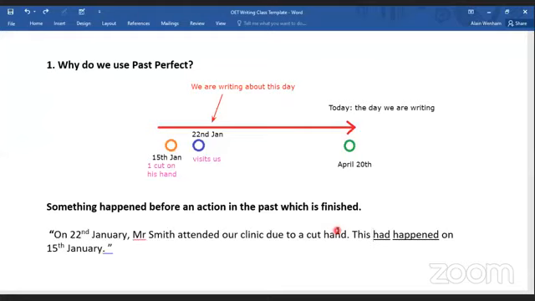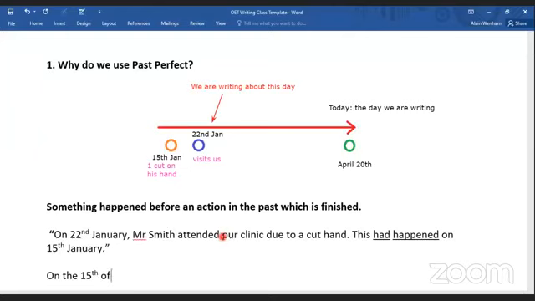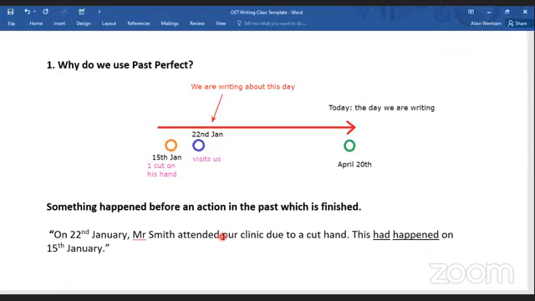I think she means to say Mr. X had experienced his hand injury on 15 January, and he visited our clinic. Right, so in that sense, yes, you could just use past simple and say, on the 15th of January. Actually, I have an example here on the chat. Mr. Jones had experienced a chest pain on the 5th of January before he visited our clinic on the 22nd of January. Yes, so that's correct. Just want to make that clear to everyone else.